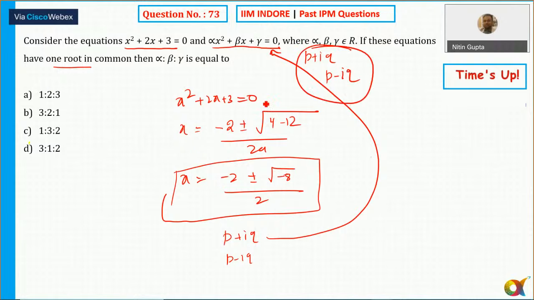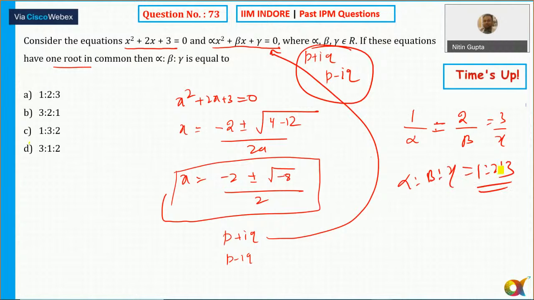So it means both the roots are common. Now if both the roots are common, it means the ratio of the coefficients should be equal. Okay, so in the first equation, coefficient of x square is 1. In the second one, I can say the coefficient of x is 2 and beta is equal to 3 upon gamma, which means beta is to gamma. So the answer is option number A. Both are common.